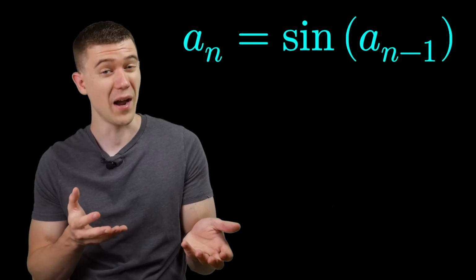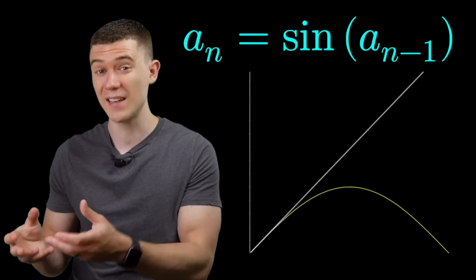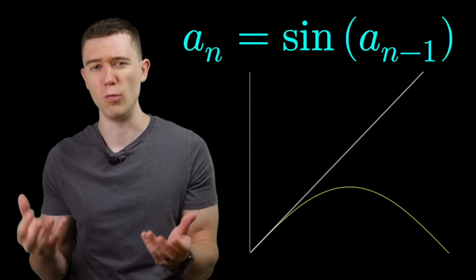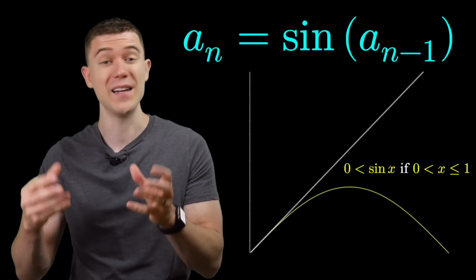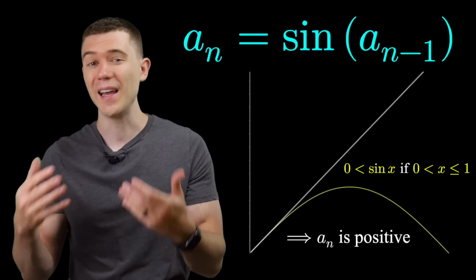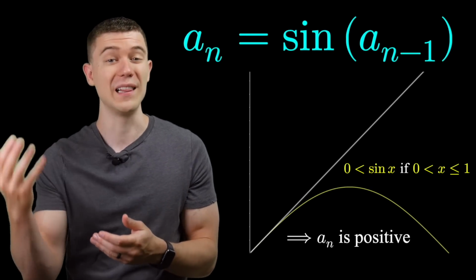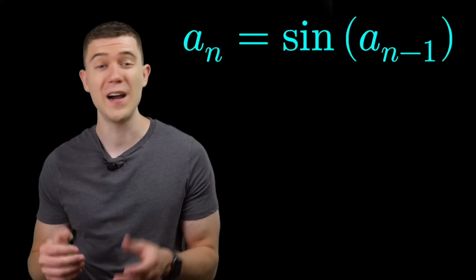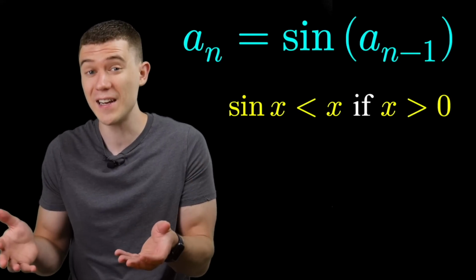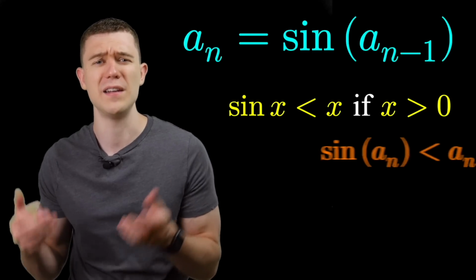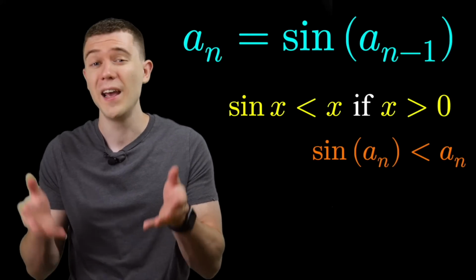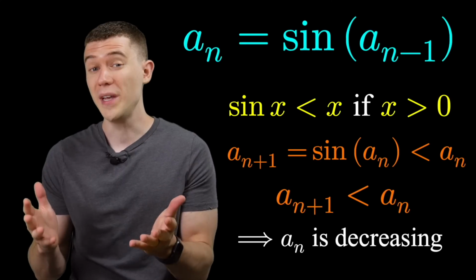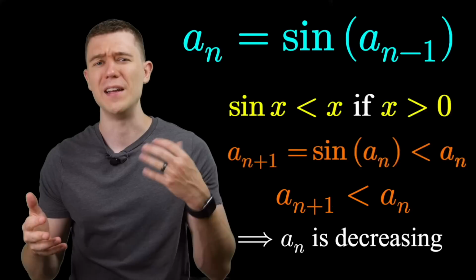If we look at the graph of sine x and x on the same plot, we see that between x equals 0 and 1, our graph of sine is always positive, and the graph of sine is always less than the function y equals x. Just visually we can verify that x is greater than sine x, which is to say a sub n is greater than sine of a sub n, and we can see that this means our sequence is decreasing. So we have a sub n is both positive and decreasing.